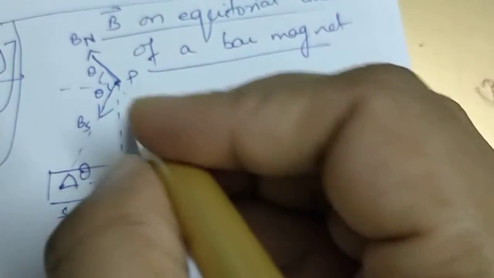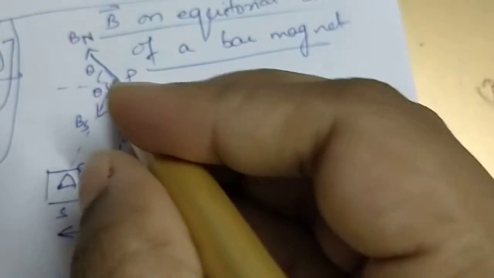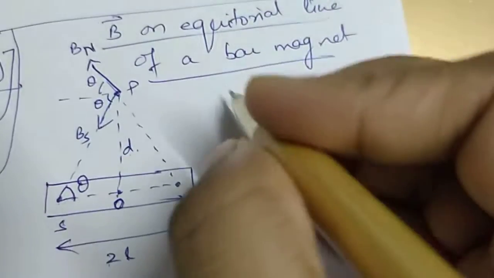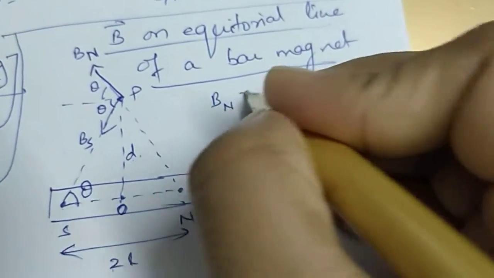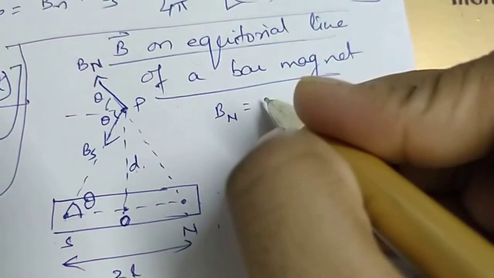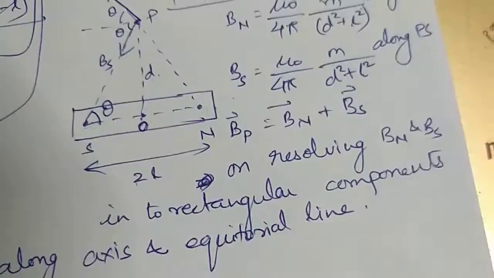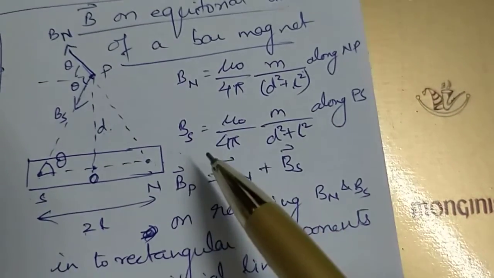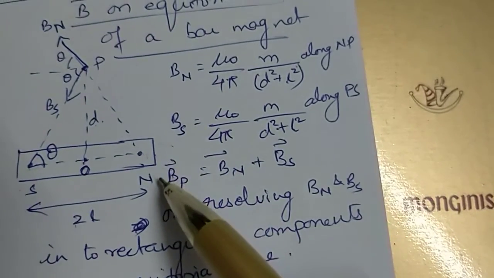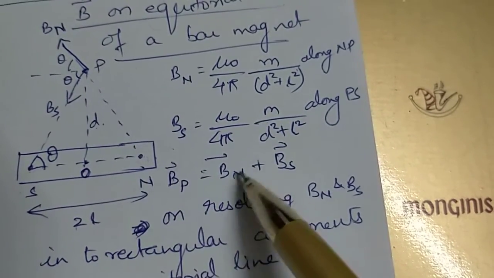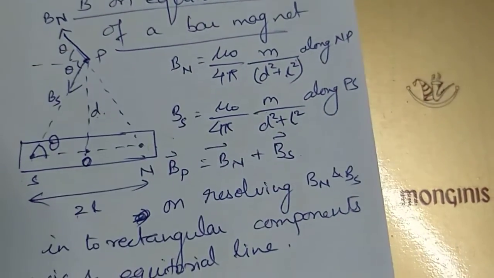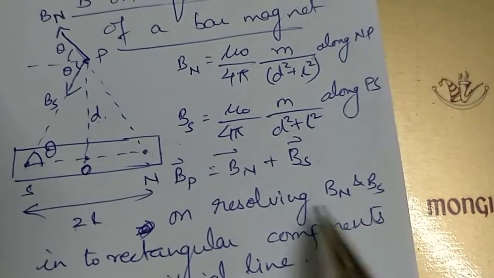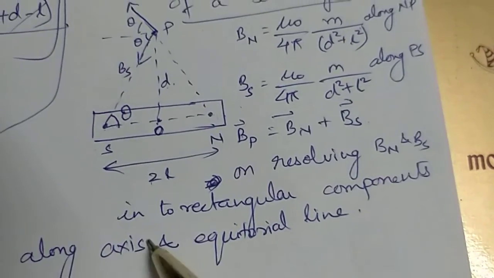Suppose the distance from P to this point is d. The magnitude of the magnetic field due to the north pole will be mu naught by 4 pi, and you see these are the two expressions which you get for the field due to the north pole and due to the south pole. The net magnetic field will be the vector sum of these two. Now these two are not in the same direction, so I can resolve them into rectangular components along the axis and the equatorial line.